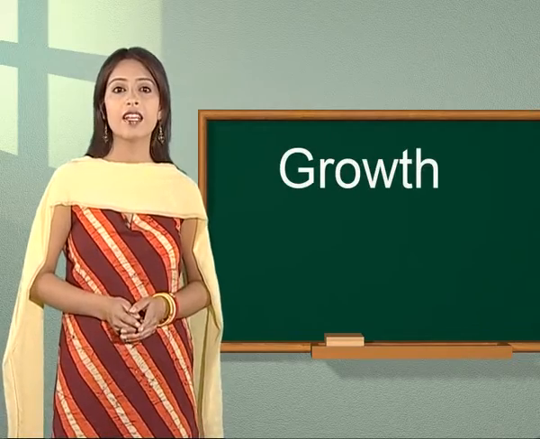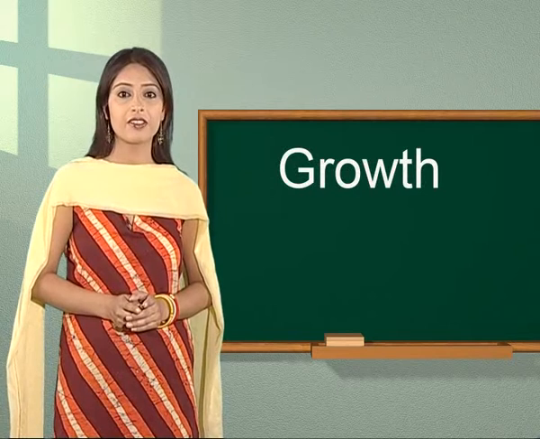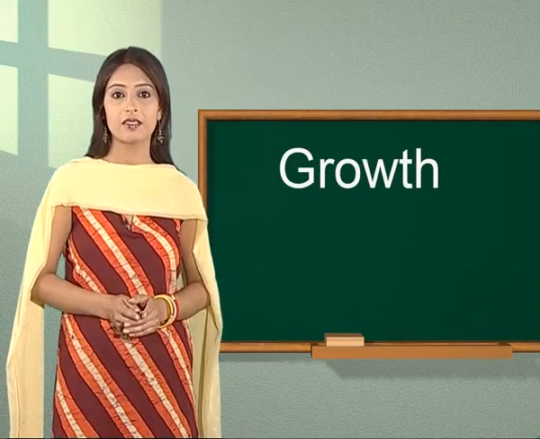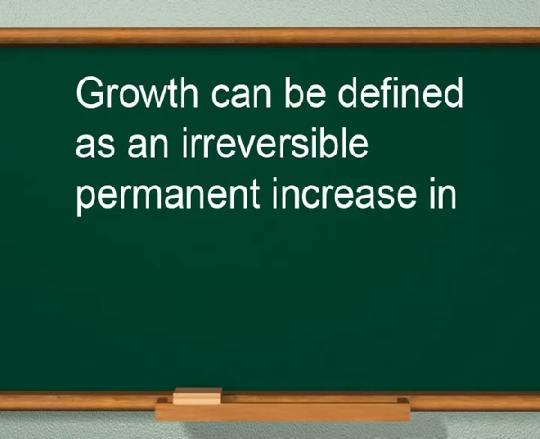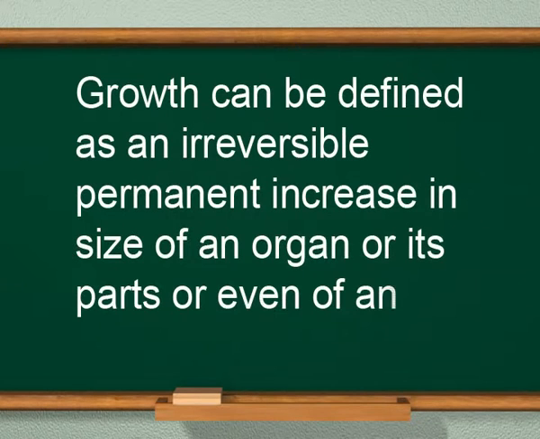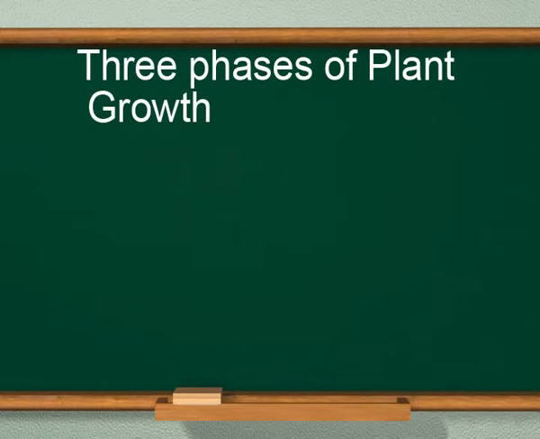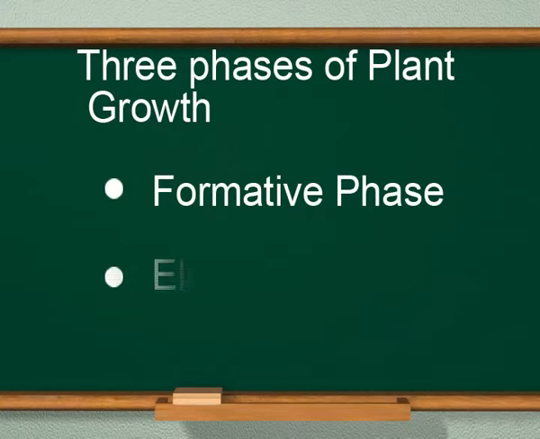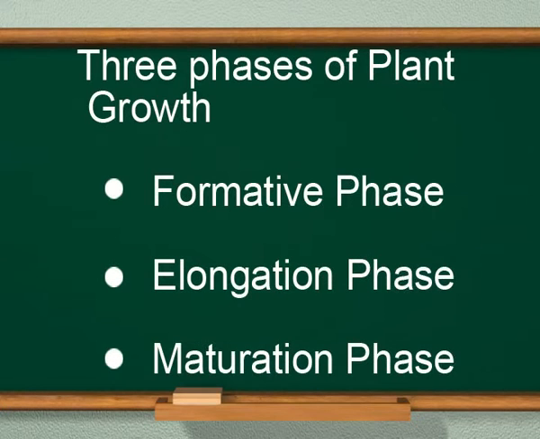Growth is regarded as one of the most fundamental and conspicuous characteristics of a living being. Growth can be defined as an irreversible permanent increase in size of an organ or its parts or even of an individual cell. There are three phases of plant growth: formative phase, elongation phase, and maturation phase.